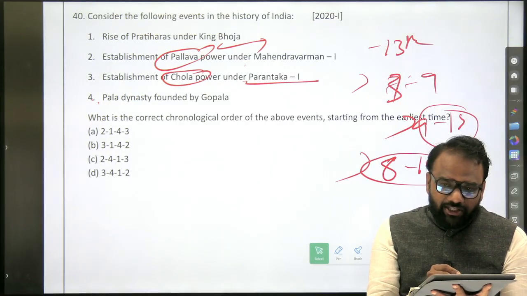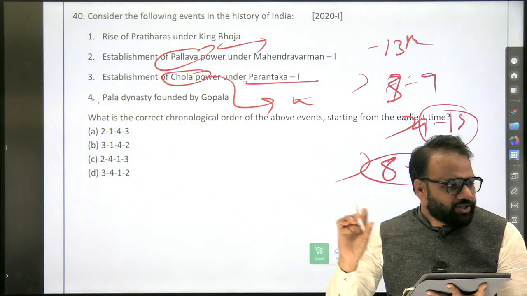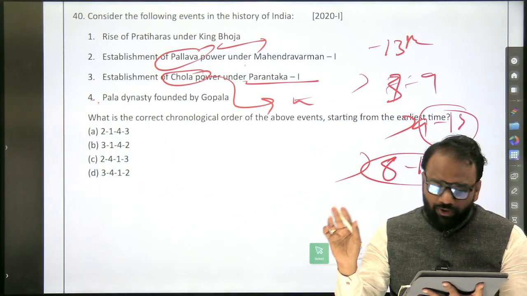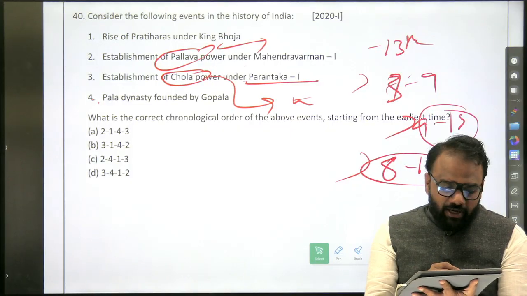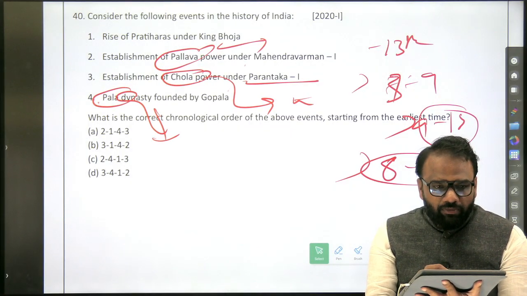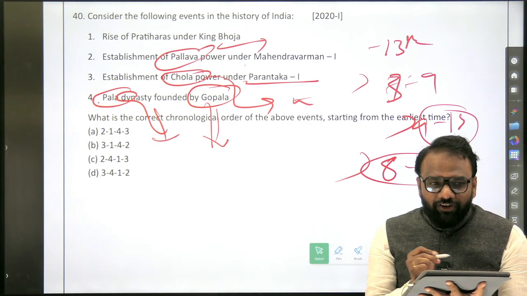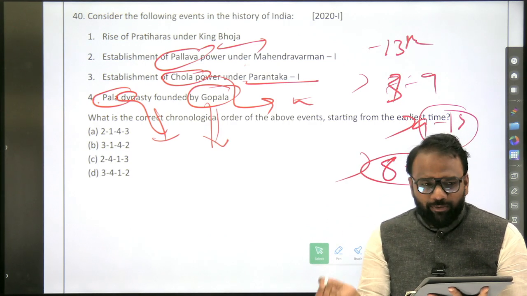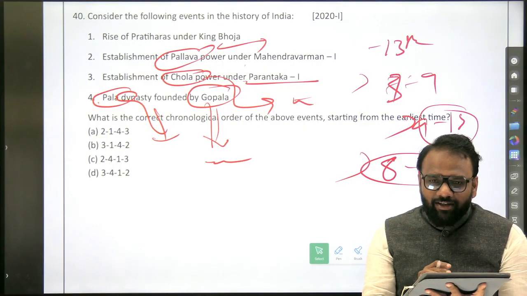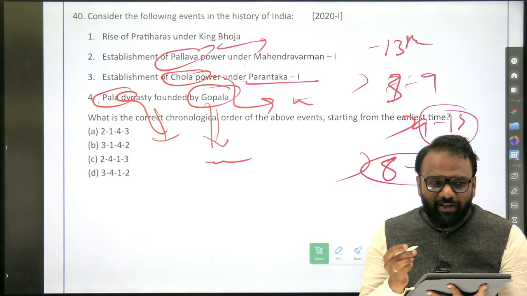Next, Chola. So they are speaking about Imperial Cholas. Imperial Cholas, which century to which century? Next, Pala dynasty, which century to which century? Pala dynasty founded by whom? Gopala. Okay, Pala dynasty. Okay, it was defeated. The last Pala ruler was defeated by whom? Okay, yes, Mihira Bhoja.